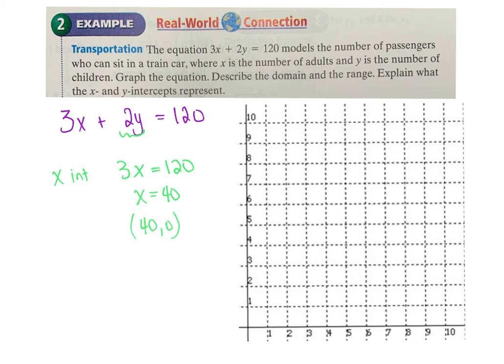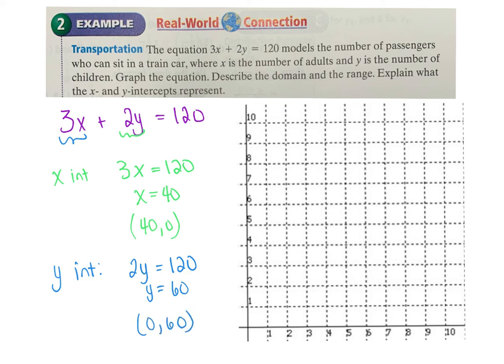All right. Let's look at the y-intercept. If I am solving for my y-intercept, I want to make this x 0. So I end up with just 2y equals 120. What is my y here? 60. So my y-intercept is going to be 0, 60.